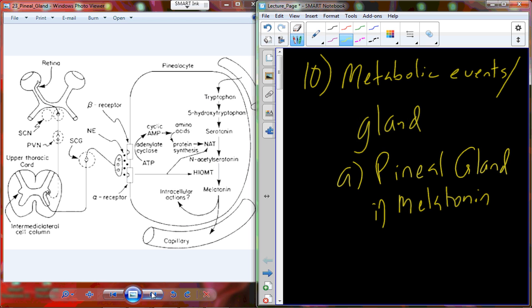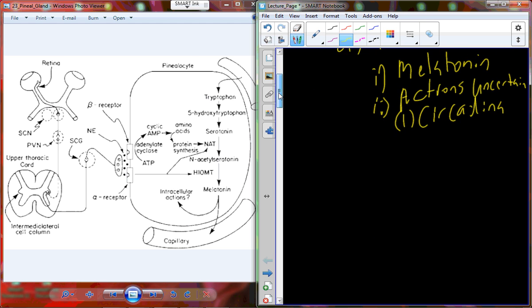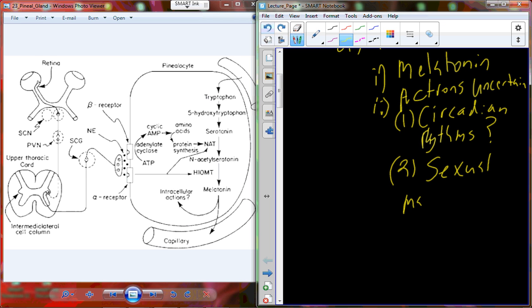And melatonin, in all reality, is sort of an unknown hormone. The actions are somewhat uncertain. But what we can surmise is they probably are going to be involved in circadian rhythms. Let me respell that because that's not even close to being right. I'm going to put a question mark there. And it may also be involved in sexual maturation. And we'll put a question mark there.